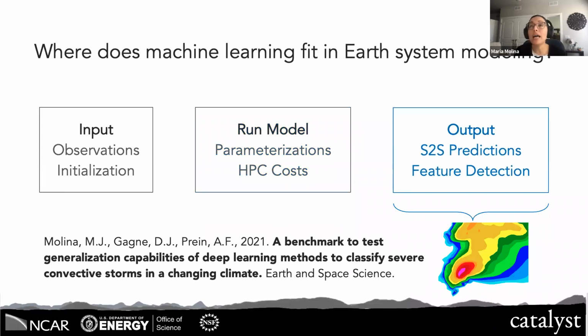And then we can also apply machine learning once our numerical model or dynamical system has finished running and we have the output from that model. So for example, if we were to run E3SM and then take its output, we can then do things with that numerical model output. Here I'm sharing an example that I recently published, applying deep learning methods to classify severe convective storms using very high resolution model output. This was work done during my postdoc. And here I did some benchmarking to assess how well a deep learning model could generalize in a changing climate.